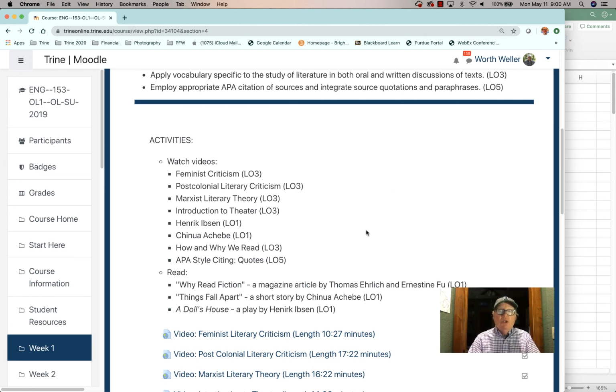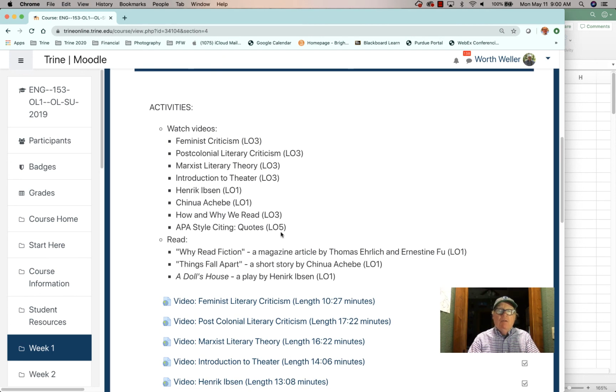Then there's also a couple of short readings, Why We Read Fiction. There's a great short story. It's not so short. It's a pretty detailed story, Things Fall Apart. And then there's A Doll's House by Henrik Ibsen. So I'd like for you to look at all of that.